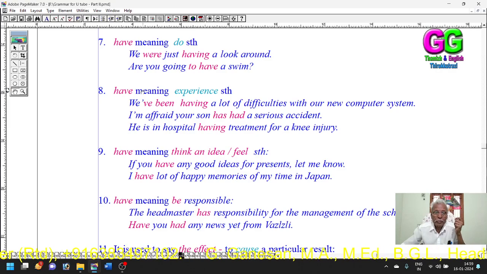Have, meaning experience something. We've been having a lot of difficulties with our new computer system. I am afraid your son has had a serious accident. He is in hospital having treatment for a knee injury. It is having in the meaning of experience.